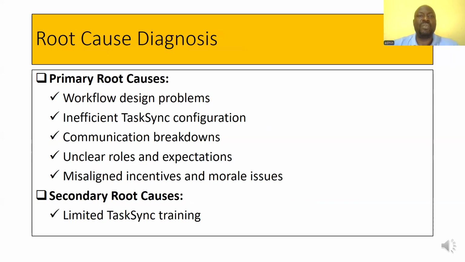So what could be the root cause diagnosis? Now we do a root cause diagnosis. The root causes can be categorized under 2: primary root causes and secondary root causes. The primary root causes stem from non-training factors such as workflow design problems, inefficient task configuration, communication breakdowns, unclear roles and expectations, misaligned incentives, and morale issues. And the secondary factors stem from limited task sync training.